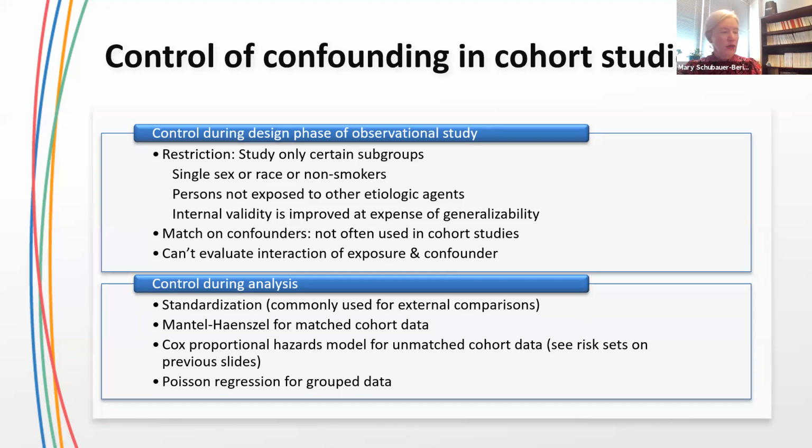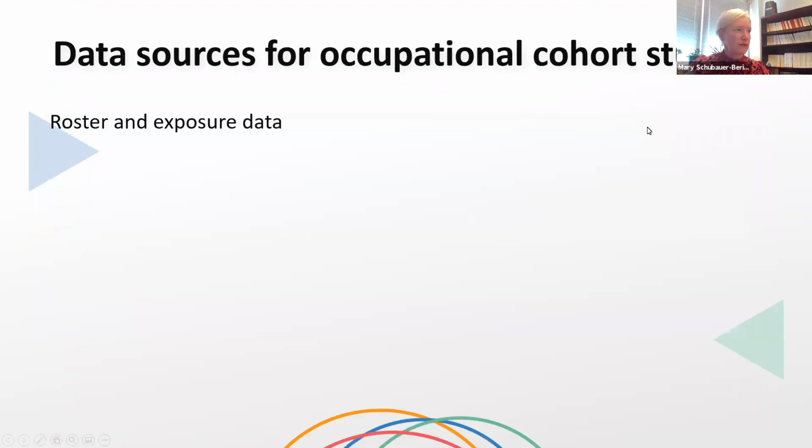And very commonly, you can use Poisson regression for grouped data. However, that does require stratification. Most approaches require stratification on whatever your confounders and exposure variables of interest are. So you do lose a bit of perhaps statistical power when that's done.